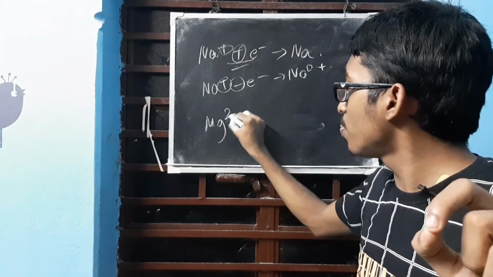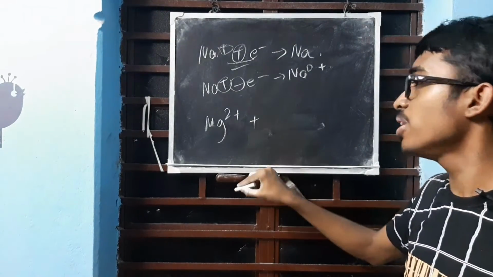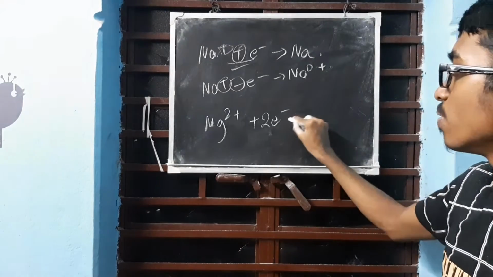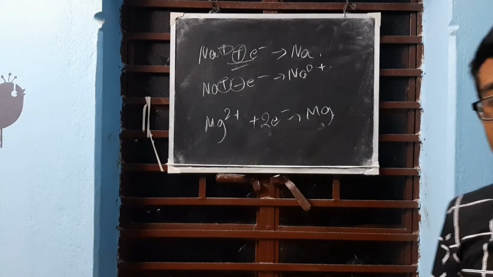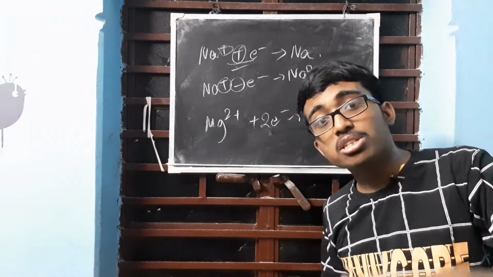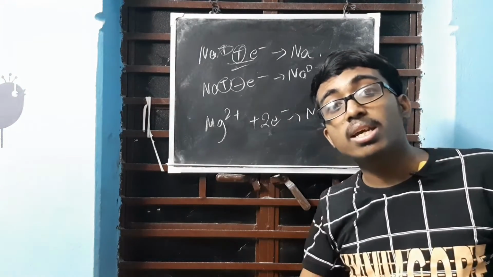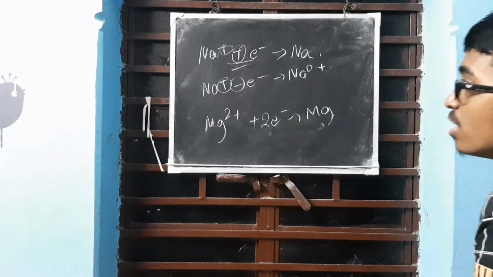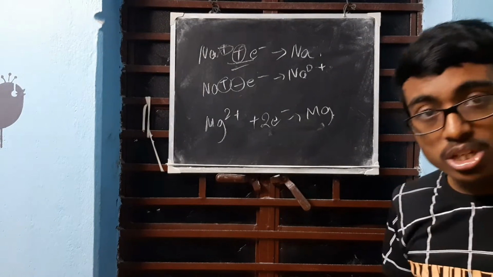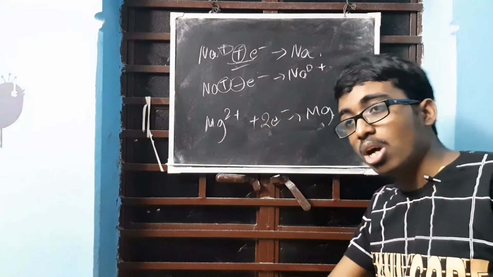Remember it this way. Mg2+, what charge? Positive. What will be remaining? Positive only. Plus 2 electrons forms Mg. Clear? So oxidation in its electronic concept is said to be the loss of electrons.